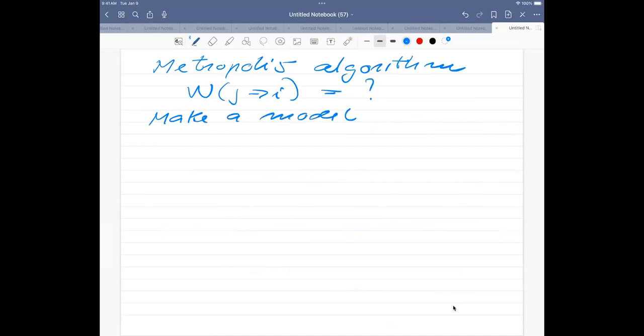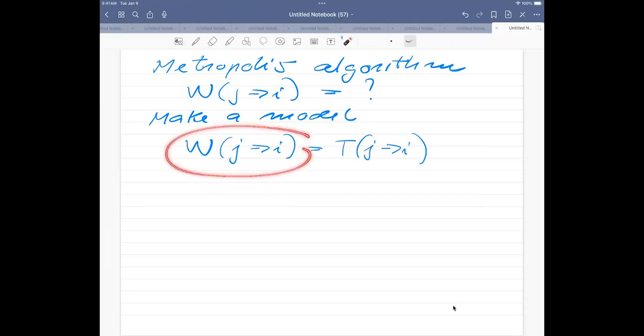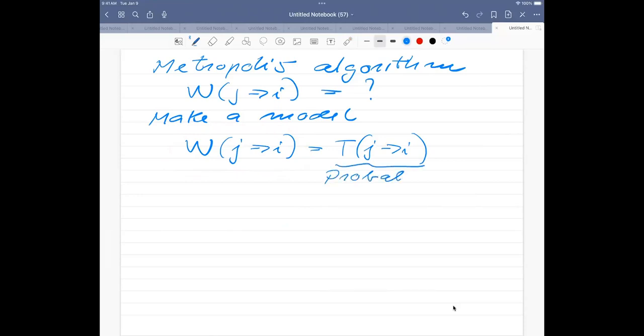So what we are going to do now is to assume that we make a model. And that model is going to be given by 2 types of probabilities. One is the probability of making a transition, which I call T, and it's normally called a transition probability. But what we are going to say now is that even if you can make a transition, this transition may not happen.